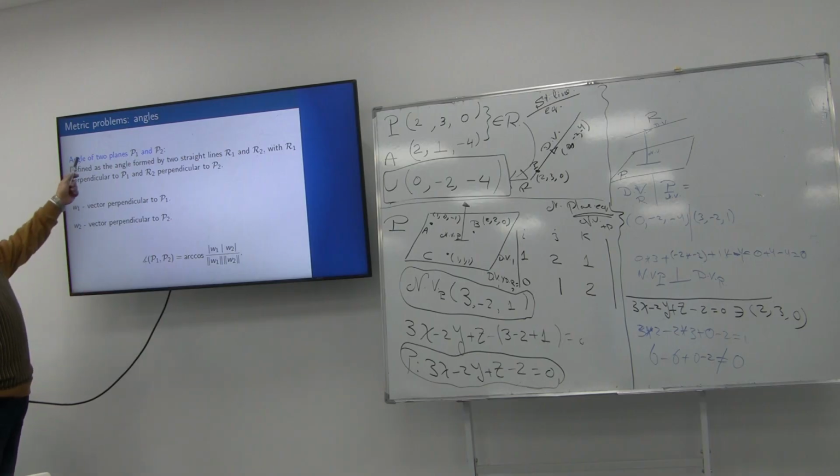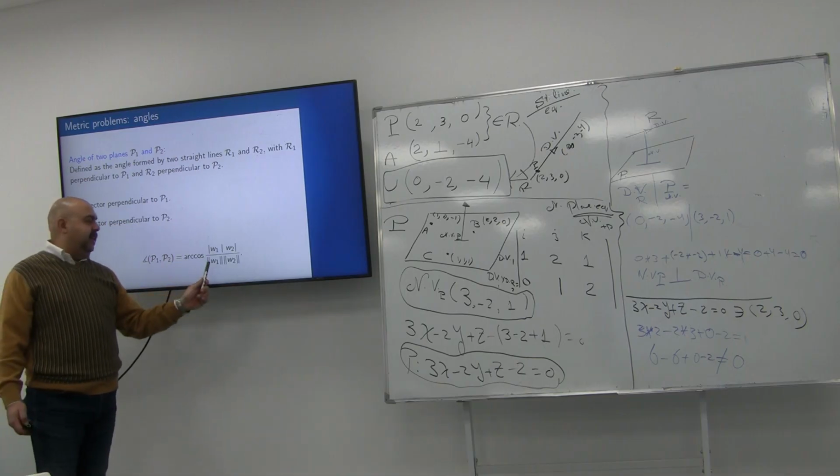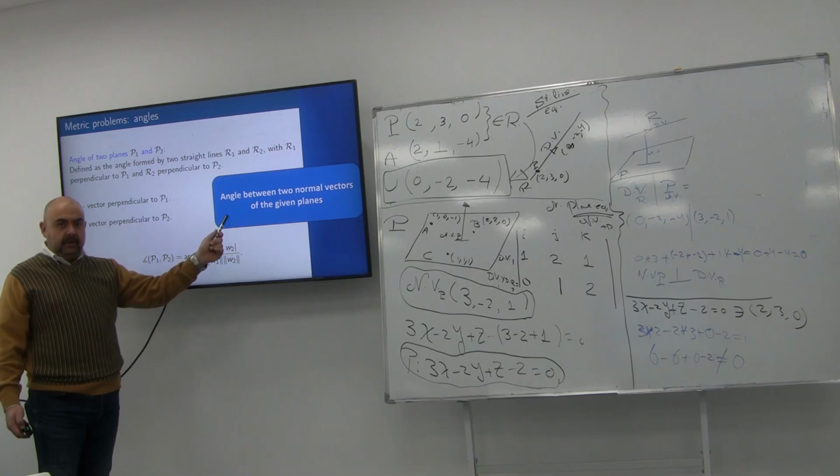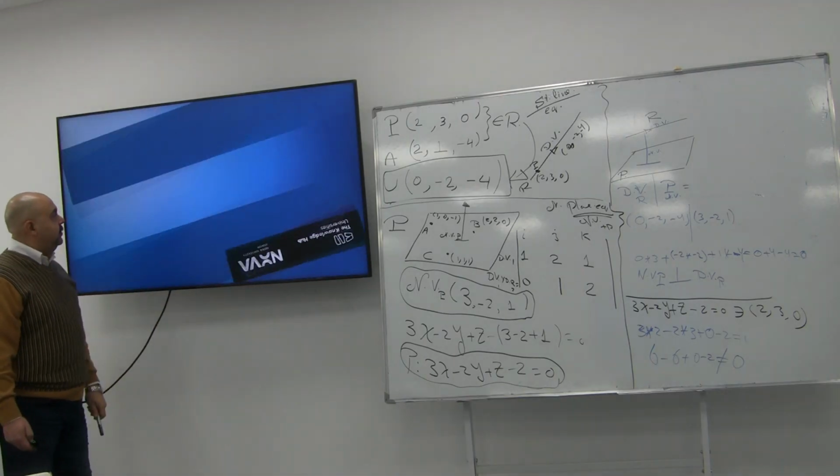Okay, the angle of two planes is also really very simple. All I have to do is to get the normal vectors of these two planes, get the inner product of them divided by the magnitude of each vector. So actually, here we are using the normal vectors of these planes together.